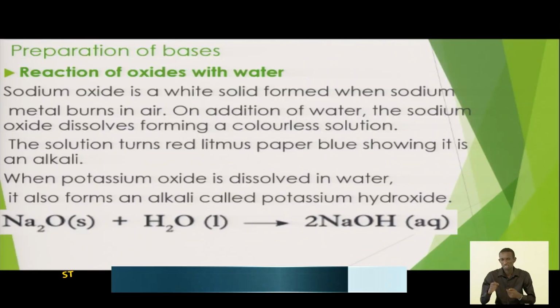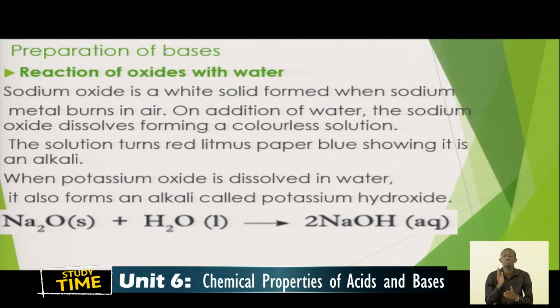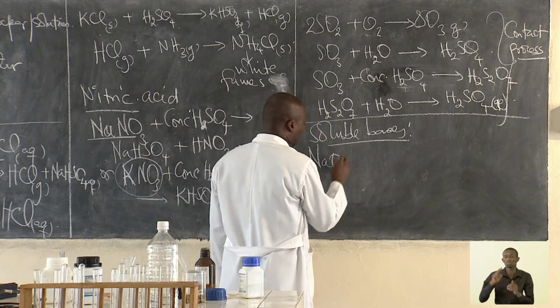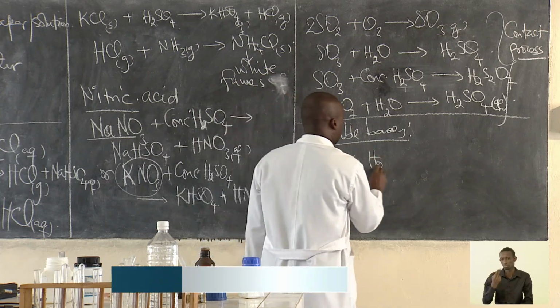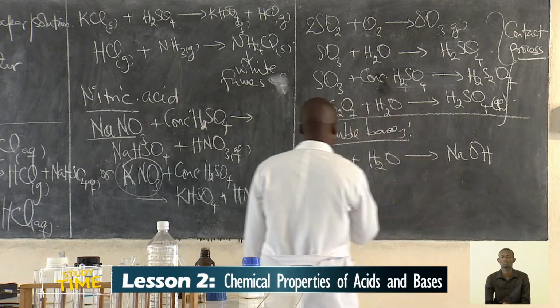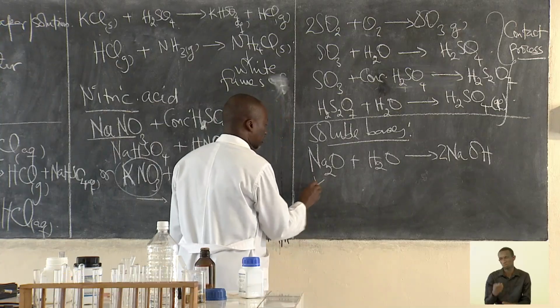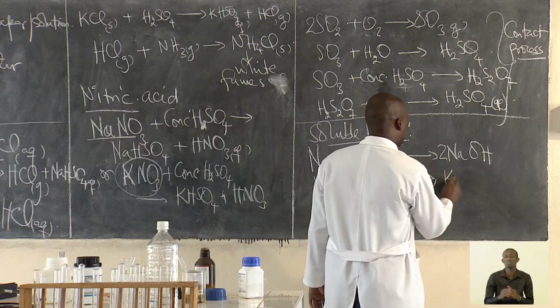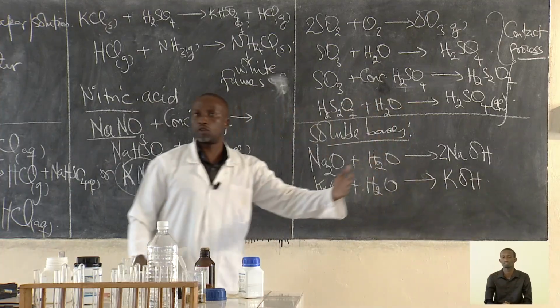Reactions of bases with water. The oxides, that is preparation of bases. We have different bases. So from the oxides mentioned, these are the soluble bases. For example, sodium oxide will react with water to form sodium hydroxide, and you may have potassium oxide reacting with water to form potassium hydroxide. So this is one way of preparing these.